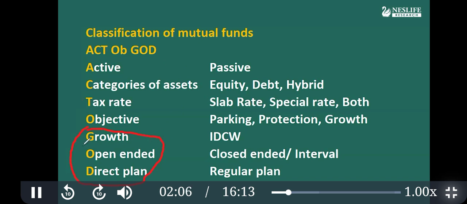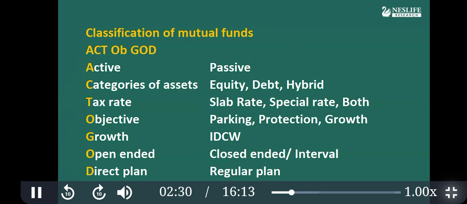The reason is very simple. You will invest only in the growth plan, open-ended and direct. You will not invest in all these other things. So practically this is not a decision-making factor, but you should be aware of what it is because it will be mentioned in the name of the mutual fund. Okay. So remember act of God. Then we will discuss each category separately.